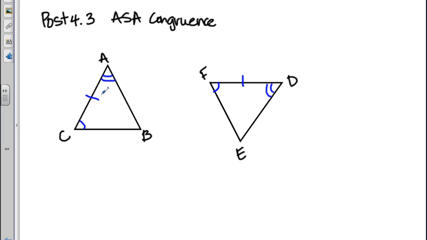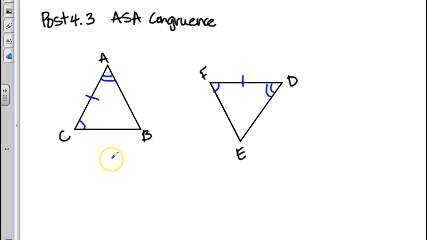So when you see those words, the included side or the included angle, it means the side between the two angles, or like yesterday with side angle side, the angle between two sides. So that word included, that's what that means. All right, so again, the postulate says if two angles and the included side of one triangle are congruent to two angles and an included side in a second triangle, then these two triangles are congruent to each other.